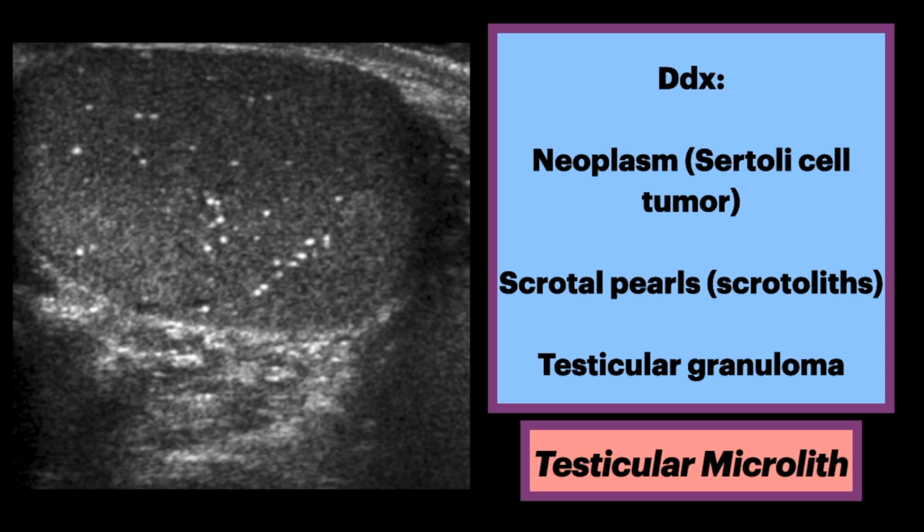Scrotal pearls or scrotoliths are another consideration. These are extratesticular calcified bodies within the scrotum, possibly a result of tunica vaginalis inflammation or torsion of the appendix testis. Lastly, consider a testicular granuloma.